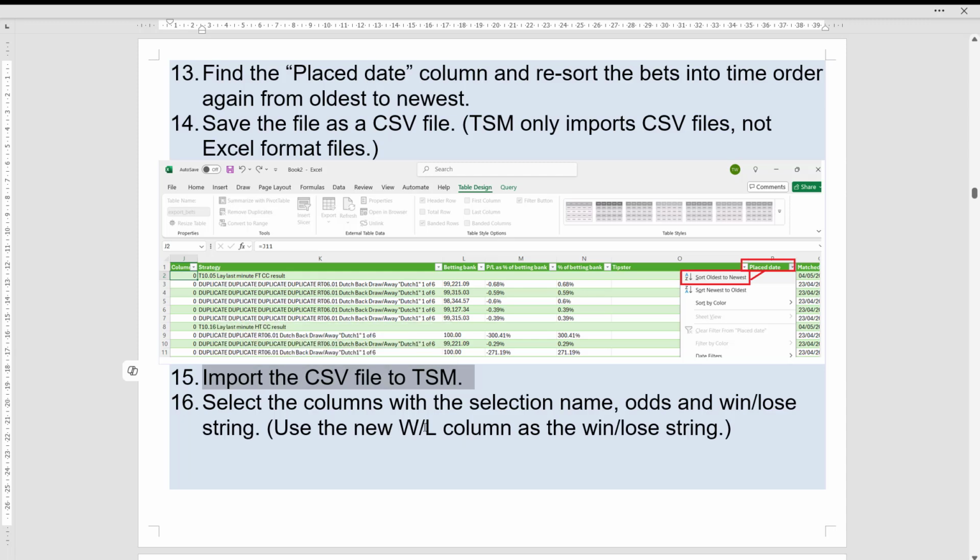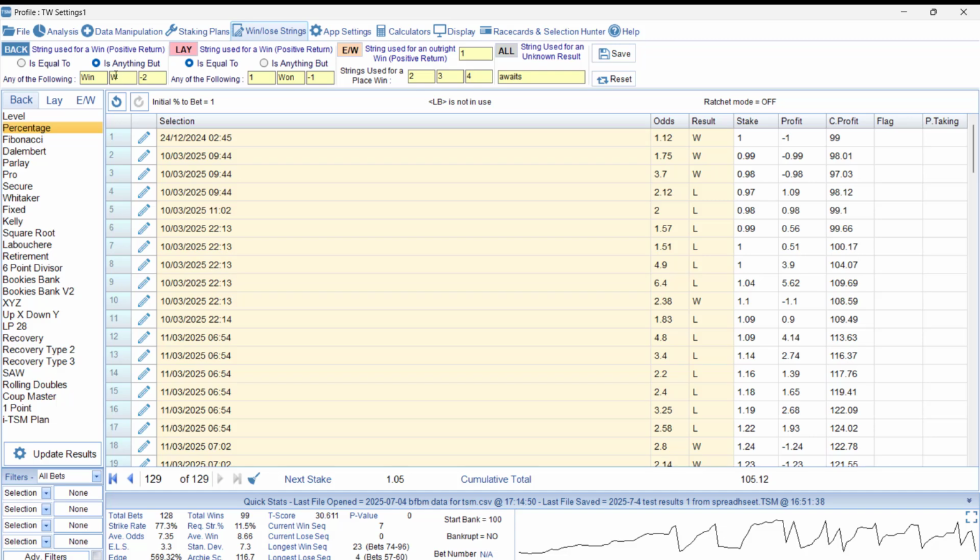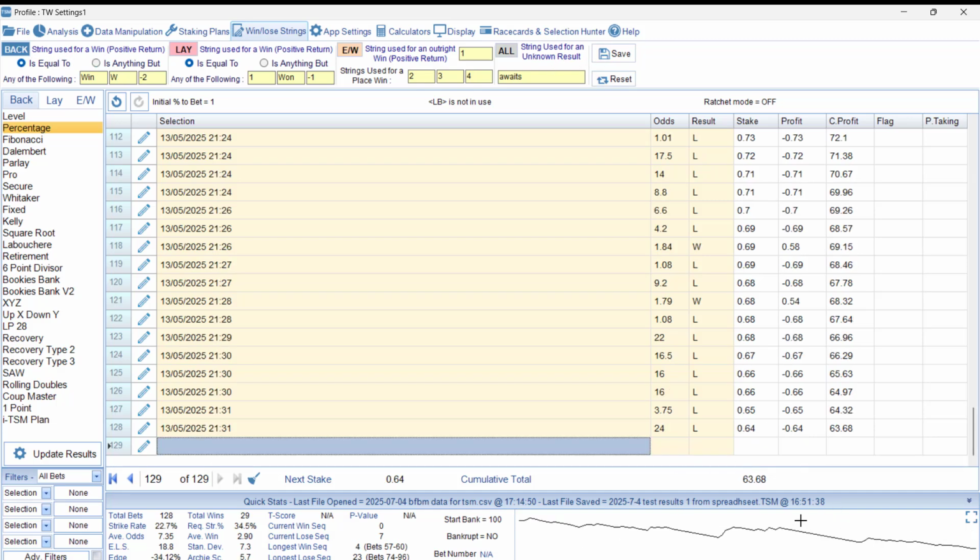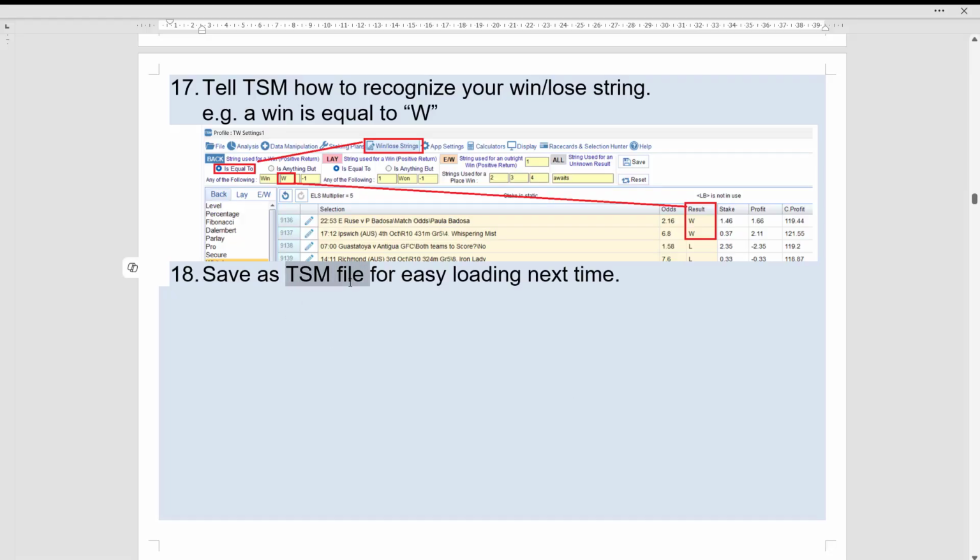Once you import it to TSM, make sure you change the win-lose string so that a win is equal to W, and then we will be able to analyze the data and then save that file as a TSM file for easy loading next time.